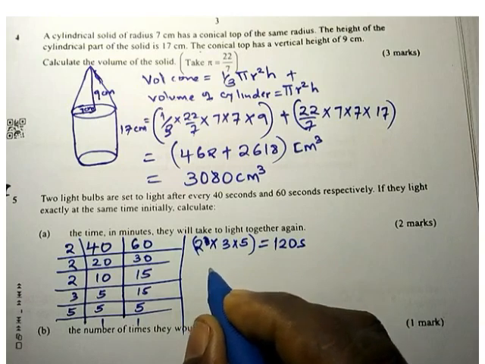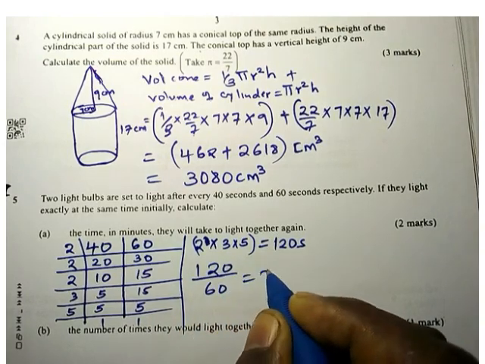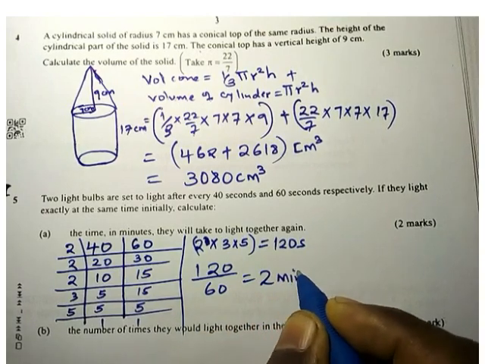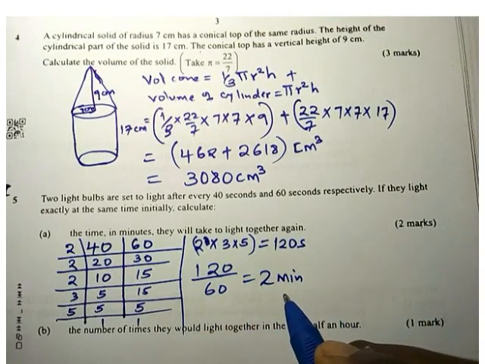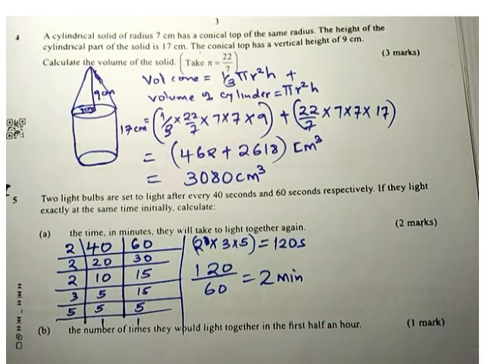120 seconds is the same as 2 minutes. That is 120 divided by 60. It gives us 2 minutes. So the time in minutes they will take to light together is 2 minutes.